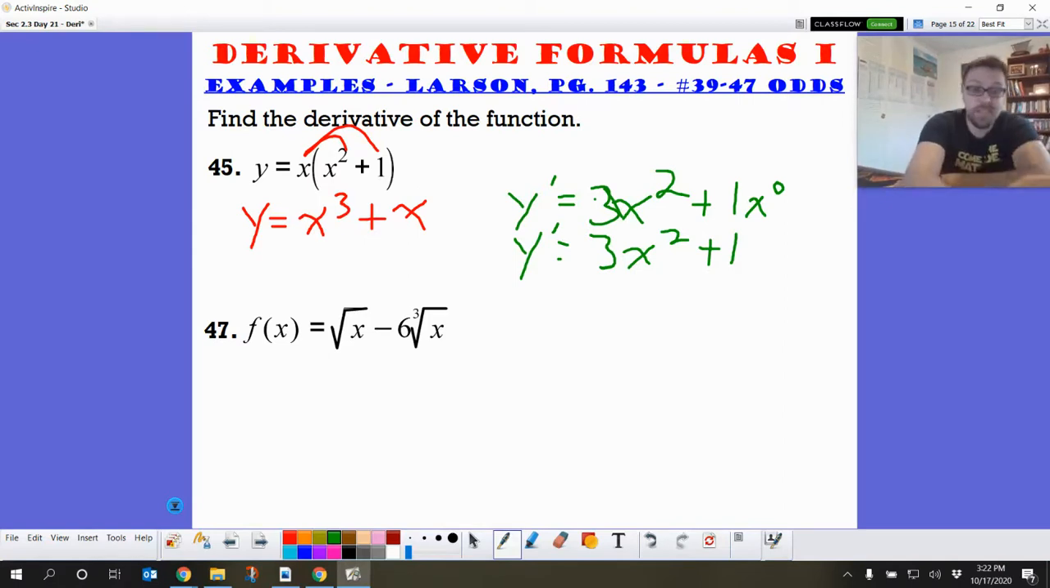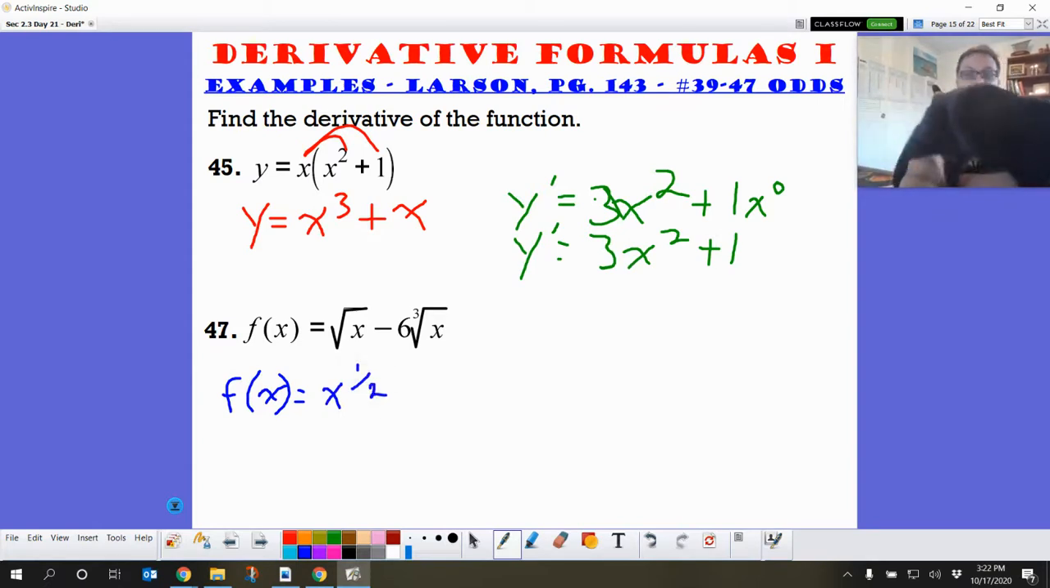Got some radicals in this next one. Same process. F of x equals x to the 1/2. Mel's had enough of this video. Minus 6 x to the 1/3. Let's see if I can do this with a cat right here. She's going to bite me here pretty soon.